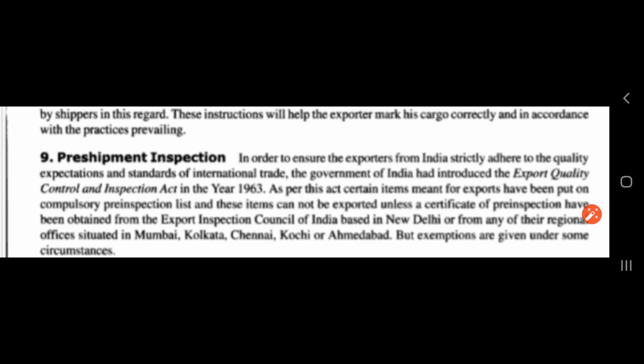However, after obtaining this certificate of pre-shipment inspection, the organization or the exporter may go for delivery of goods to the importer, right? These are the steps involved in the process of an export order. Thank you.